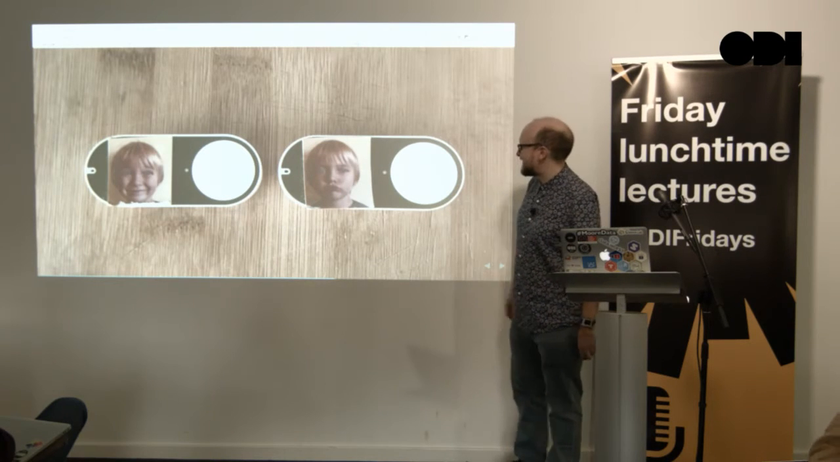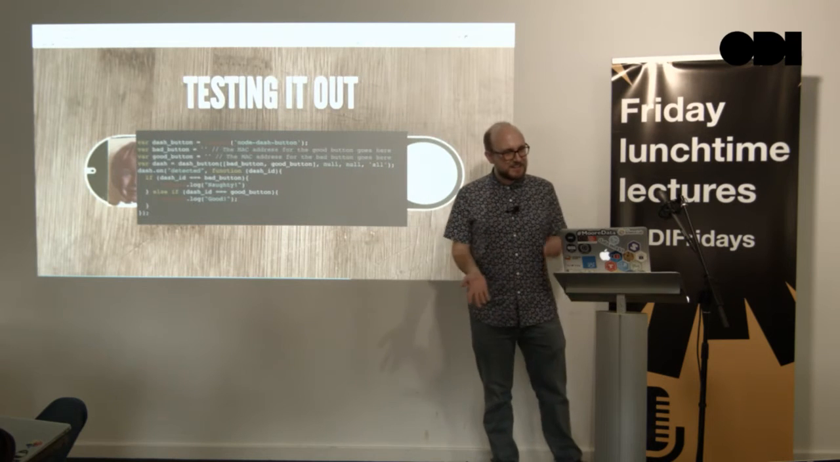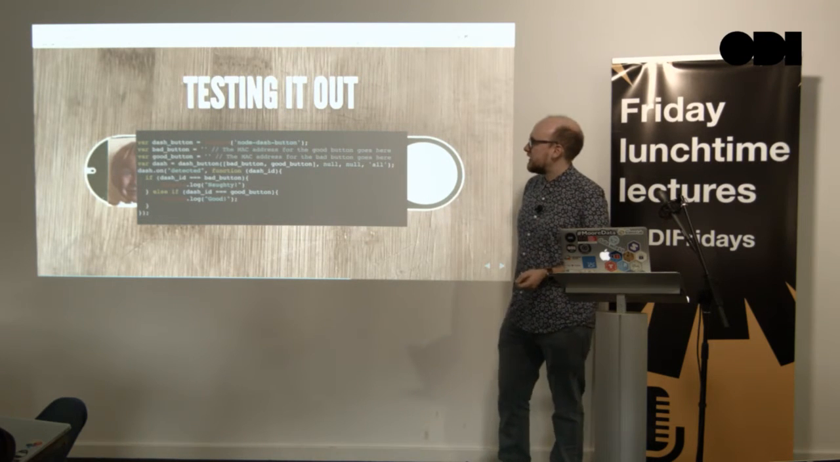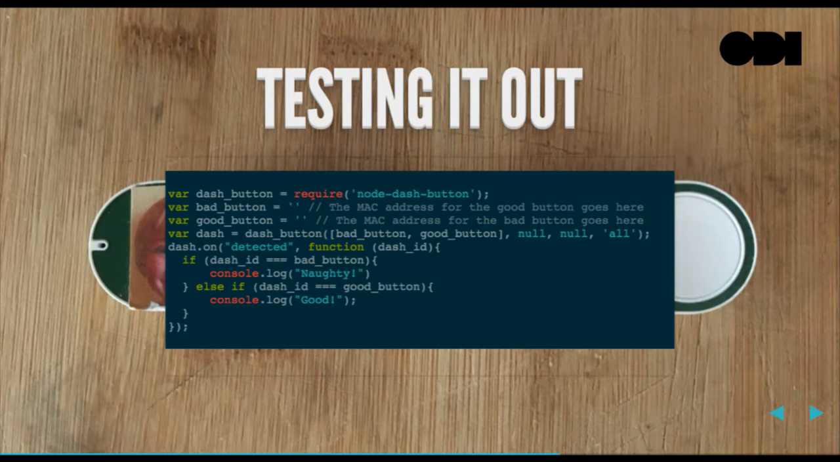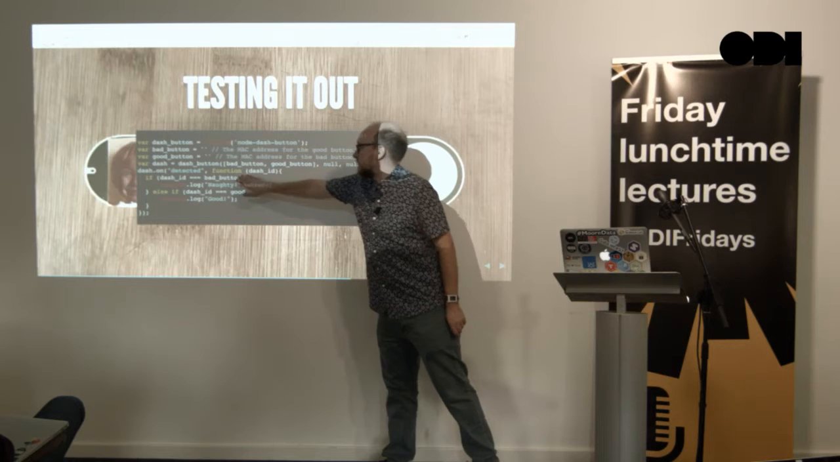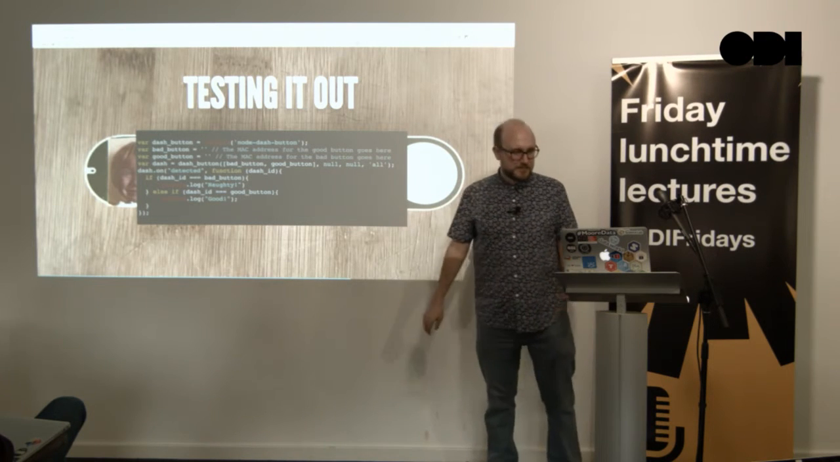Took a picture of him with a smiley face, took a picture of a frowny face, and then the next thing to do was to write a script to test it out. So this is a very simple Node.js script. Got the MAC address for both of those, and when it's detected, if the ID is the naughty one, it just logs a message to the console, and vice versa.